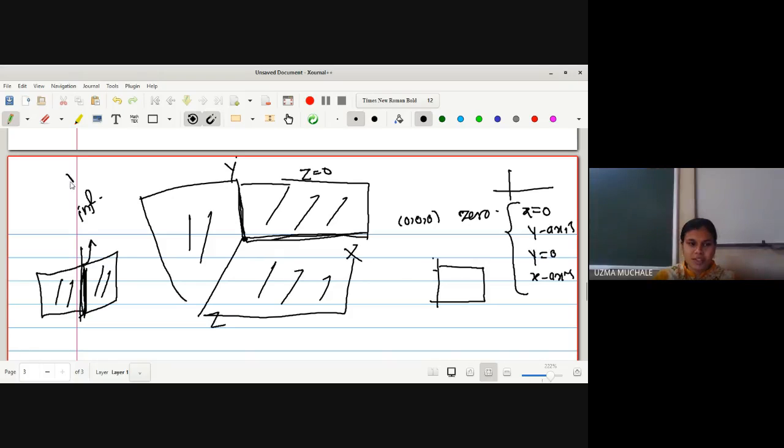Those who remember differential geometry, someone taught you differential geometry. In that we have studied that z equal to 0 will give you the equation of a plane in xy, that means the xy plane. And what about this one? The yz plane means what? x equal to 0. And the xz plane means what? y equal to 0. So now we got the equations z equal to 0, y equal to 0, and x equal to 0.